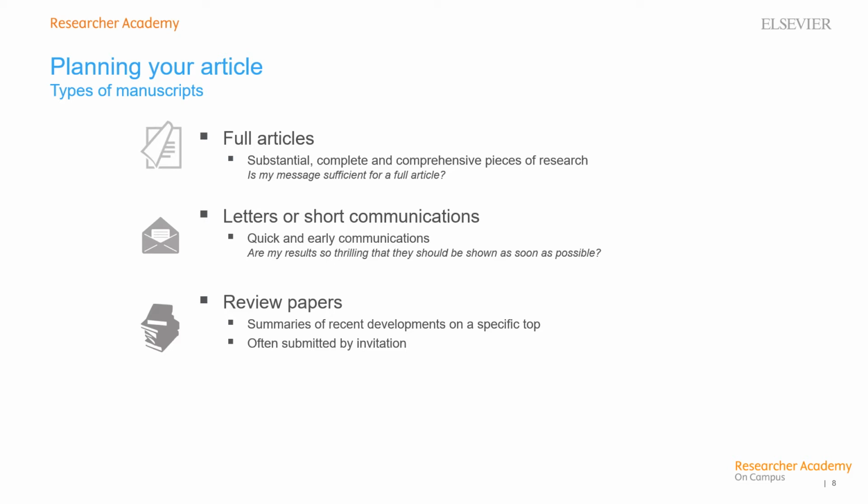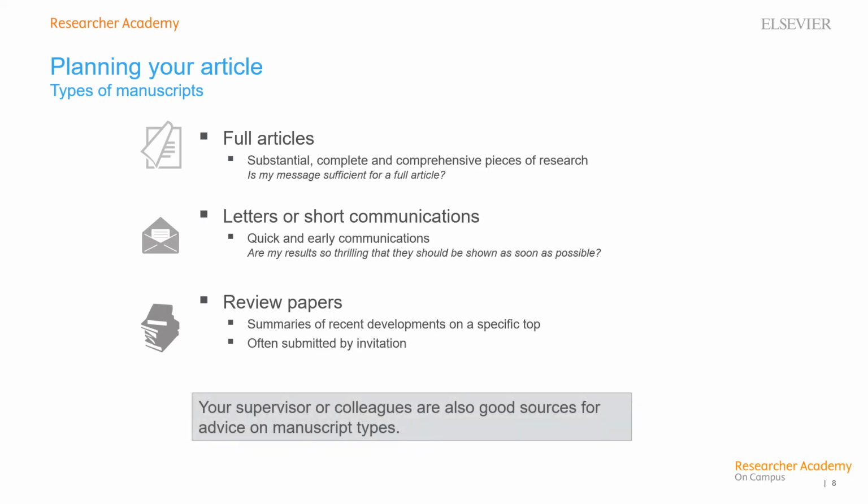Before selecting an article type for your manuscript, you should first self-evaluate your work. Ask yourself the following questions. Is my message sufficient for a full article? Are my results so thrilling that they should be shown as soon as possible in a short communication? Your supervisor or colleagues are good sources of advice on manuscript type. Sometimes outsiders can see the situation more clearly than you can.